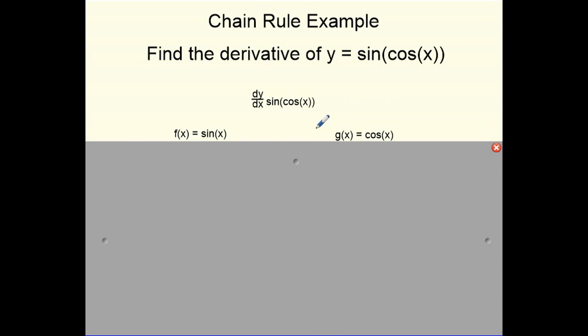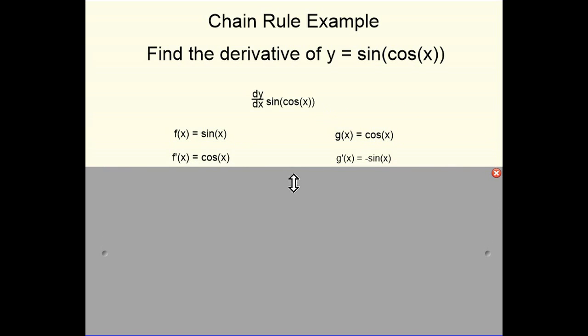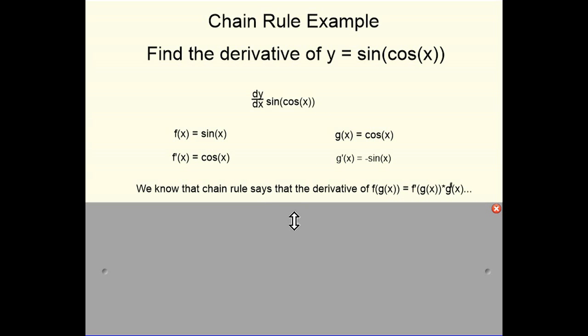As we can see here, if f of x is sine of x and g of x is cosine of x, and we plug cosine of x into sine of x, we get this back, which is f of g of x. So let's take the derivative of both of these things. The derivative of sine of x you should know is cosine of x, and the derivative of cosine of x you should know is negative sine of x. And we have those right here.